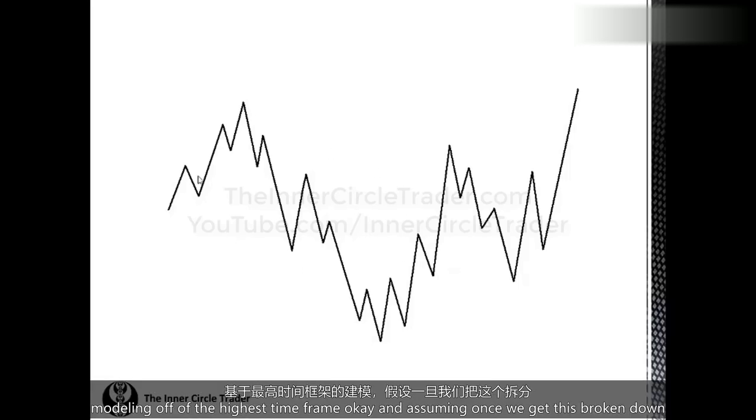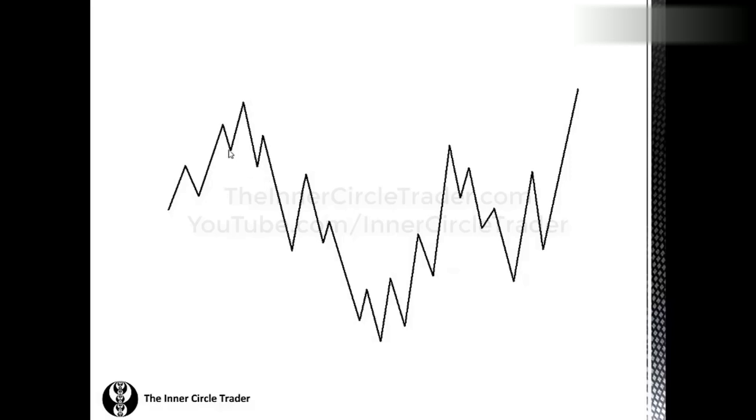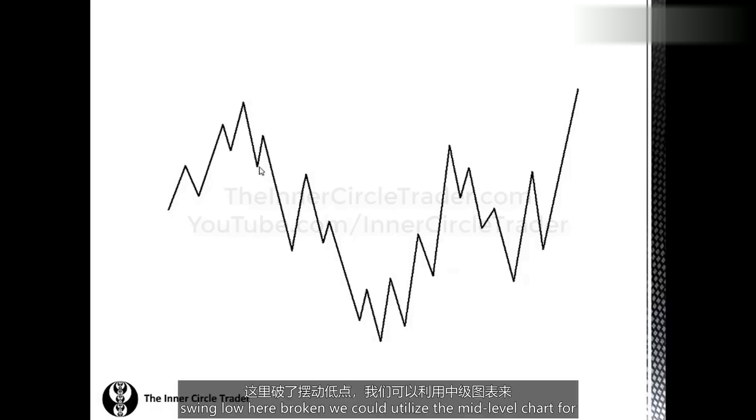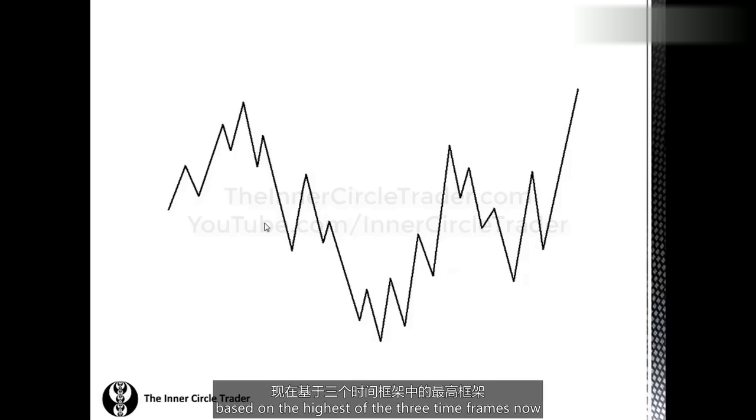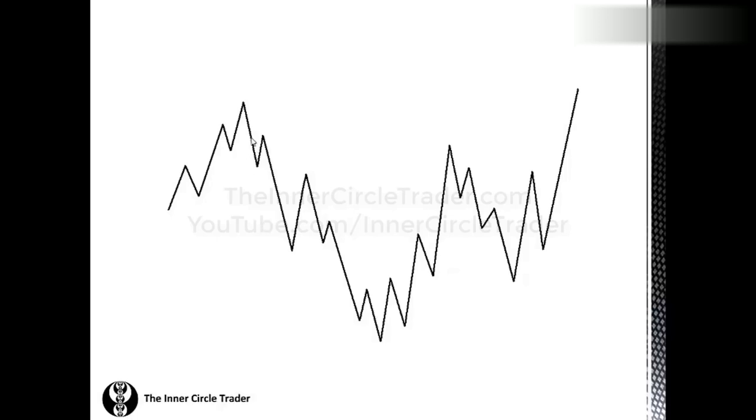Again, this is all modeling off of the highest time frame, okay, and then assuming once we get this broken down, this swing low here broken, we could utilize the mid-level chart for additional entries and or managing of a position that's already been assumed based on the highest of the 3 time frames.